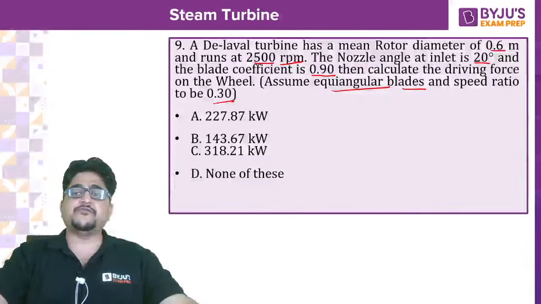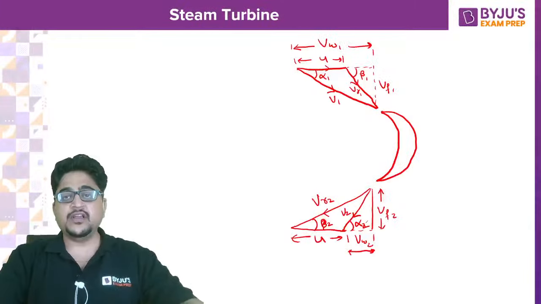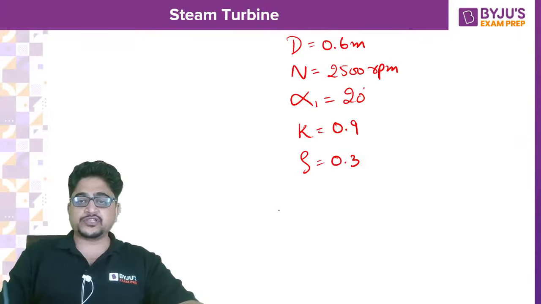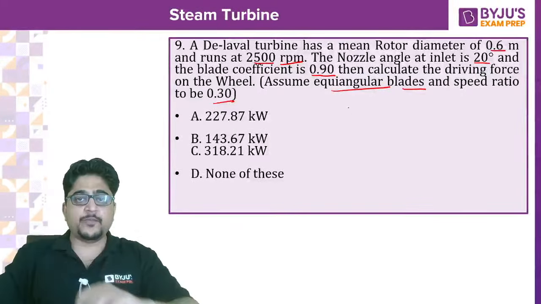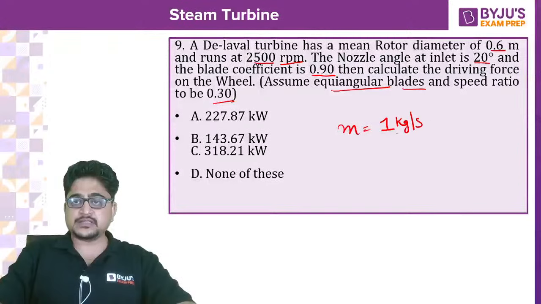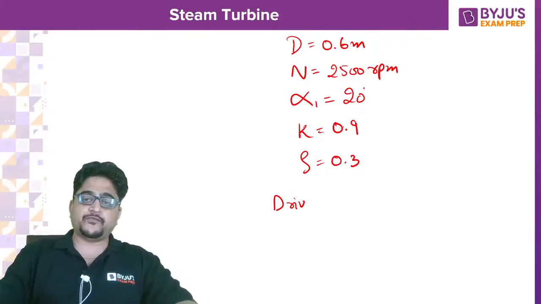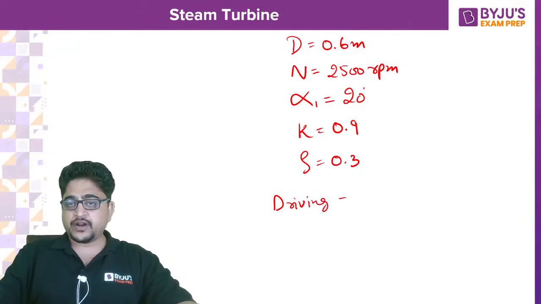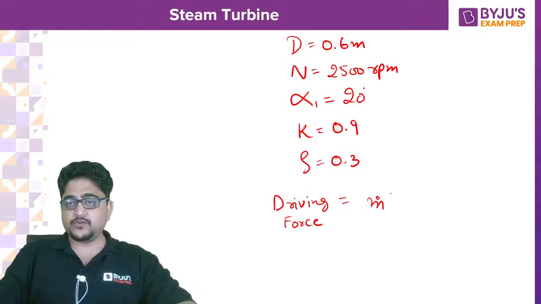Now he is asking for the driving force on the wheel. Do you know the formula for driving force on the wheel? First of all, write the formula of driving force. You have to take the value of mass as 1 kg per second. In this, mass flow rate is given to you. So what is the formula to calculate the driving force? Driving force is equal to mass flow rate into (VW1 plus VW2).